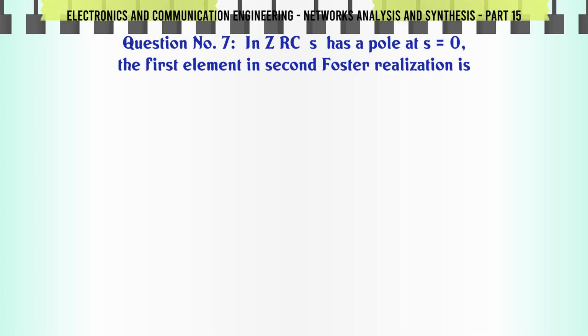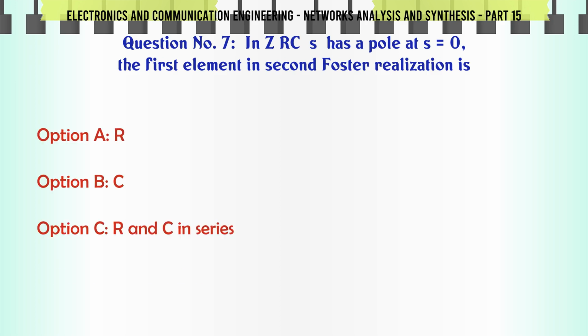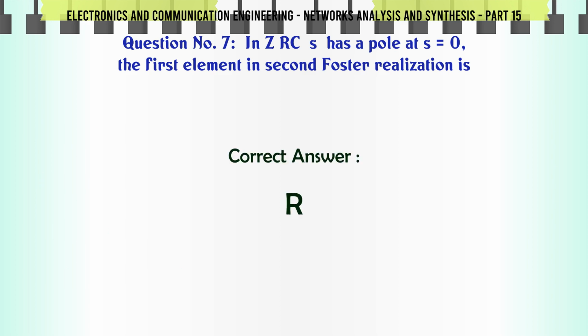In ZRC, S has a pole at S0. The first element in second Foster realization is: A: R, B: C, C: R and C in series, D: R and C in parallel. The correct answer is R.